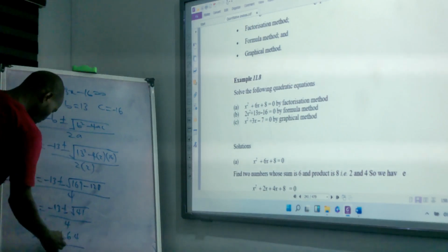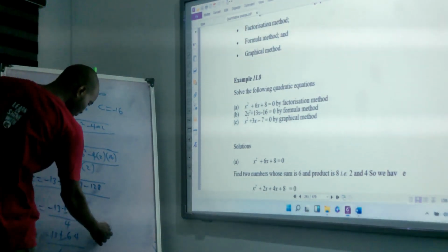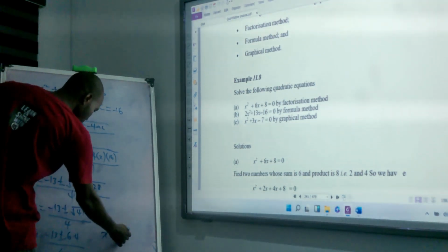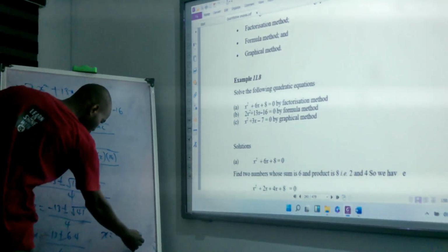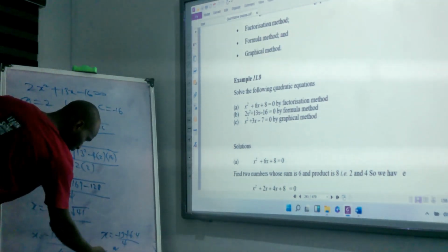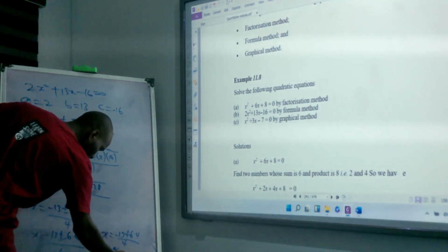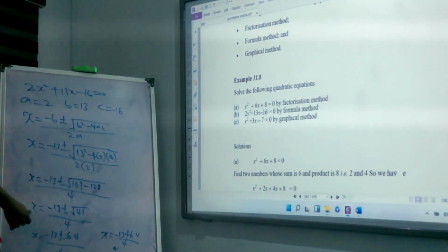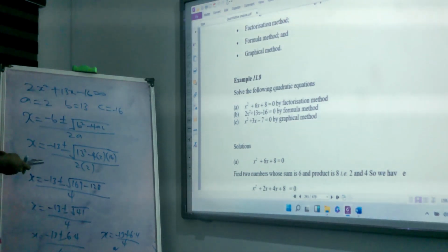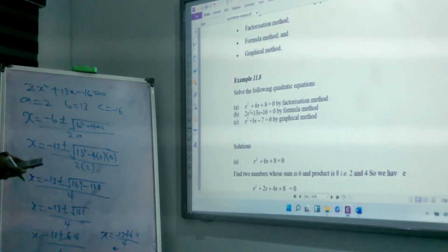6.4 over 4. So our answer will now be x equal to minus 13 plus 6.4 over 4, or minus 13 minus 6.4 over 4. So either of the two. For the first one, let me finish it up. Minus 13 plus 6.4 divided by 4 gives minus 1.6.